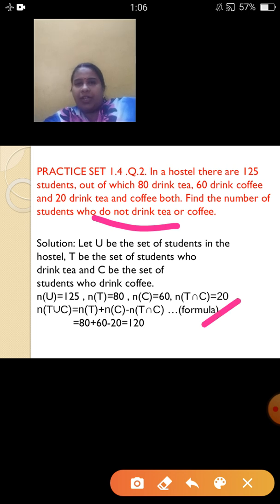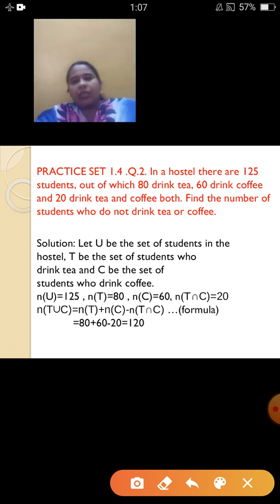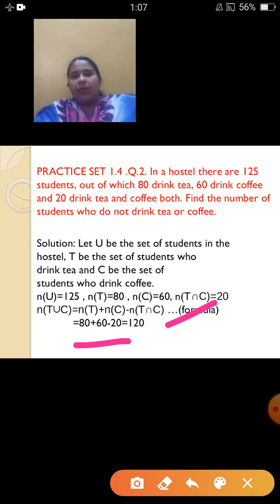Have the habit of writing formulas like this step by step. Now the next step, we will substitute the values in the formula. So n of T is how much? 80. n of C is how much? 60. And n of T intersection C is how much? 20. So when I subtract and add, 80 plus 60 is 140, minus 20 it comes to 120. Now what is this 120? 120 means the students who drink tea or coffee.